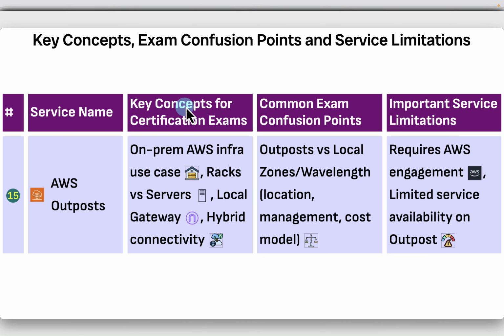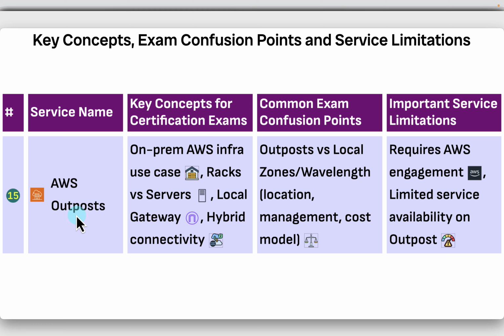Next, AWS Outposts. Key concepts are on-prem AWS infrastructure use case, racks versus servers, local gateway, and hybrid connectivity. Common exam confusion points are Outposts versus Local Zones versus Wavelength. One is location, second is management and cost model. So these are the factors. Important service limitations are that it again requires AWS engagement, and there is limited service availability on Outposts.